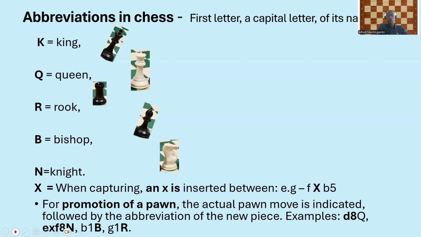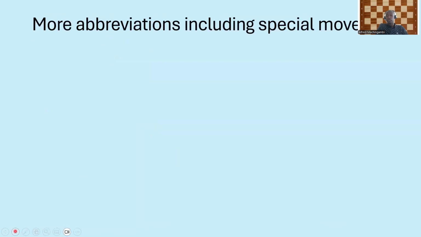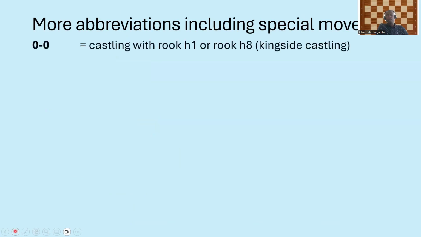So let's just move on to the abbreviations, including special moves. Now, in chess, we do have special moves, which we are going to look at as a lesson on its own. So let's move on. Whenever you see 0-0, if let's say you have picked up a notating pad of someone else who has been playing and they have already completed their game, then you see 0-0. That means castling, a special move in chess where the rook on H1 or a rook on H8, they can do what we call kingside castling.